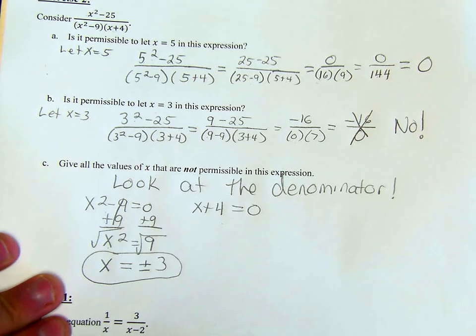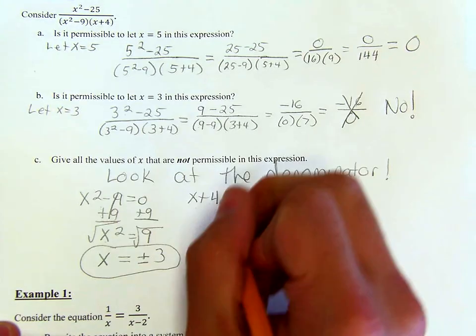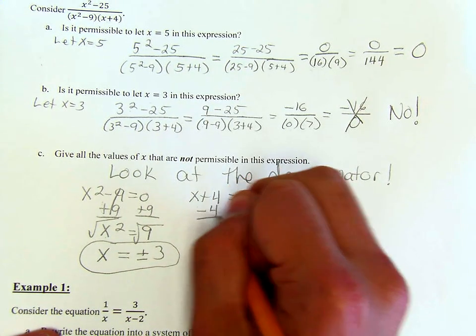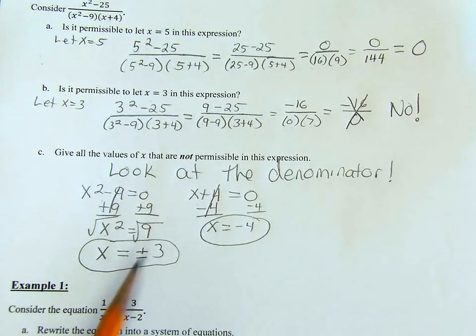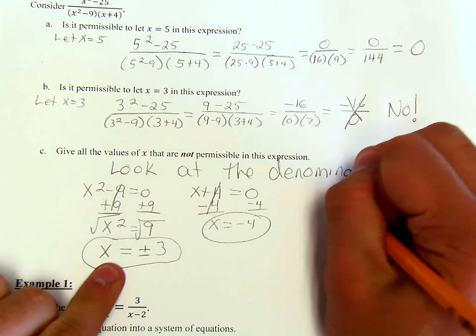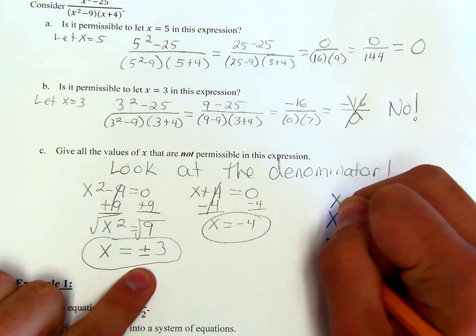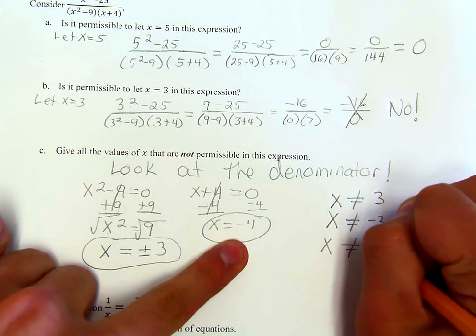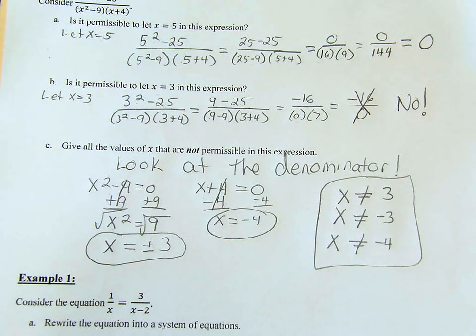And if we have x plus 4 is equal to 0, on both sides what we're going to do is subtract 4. So we get that x is equal to negative 4. So positive 3, negative 3, and negative 4 are all values of x that are not permissible for this expression. So we could say that x cannot be equal to positive 3, x cannot be equal to negative 3, and x cannot be equal to negative 4. So these are all the values of x that will make the expression have a denominator of 0. So it would mean that they're not permissible in this expression.